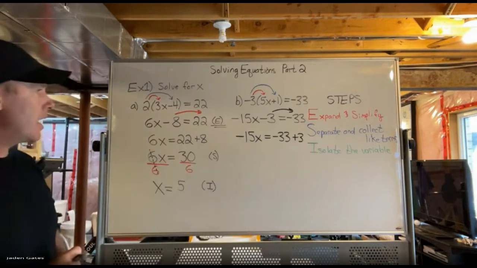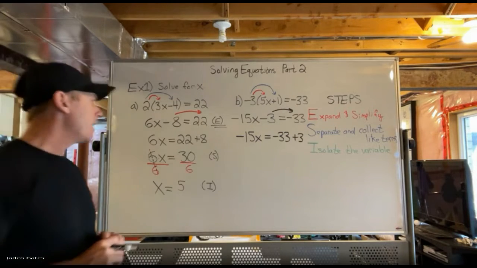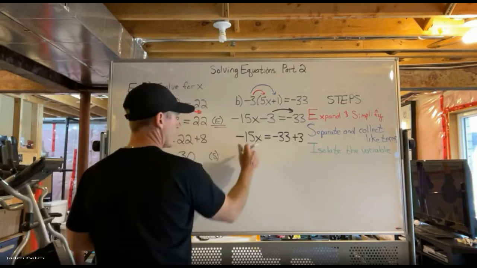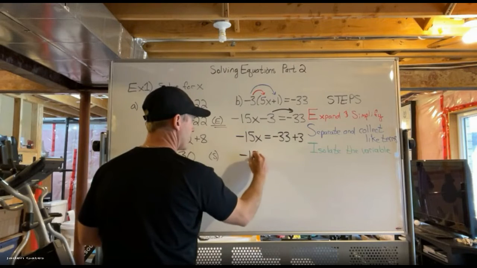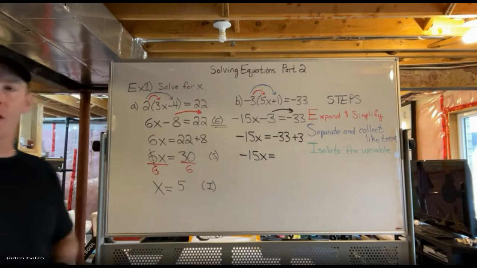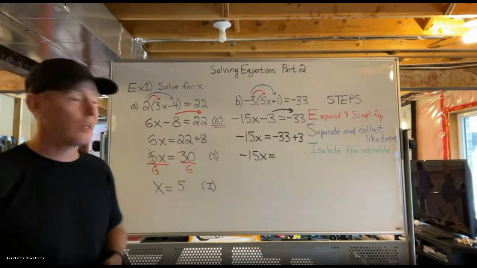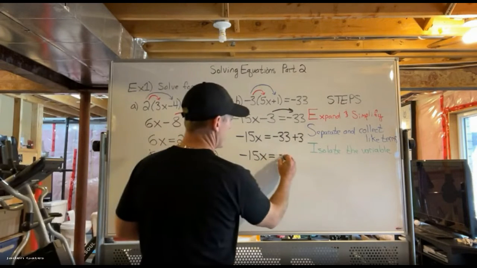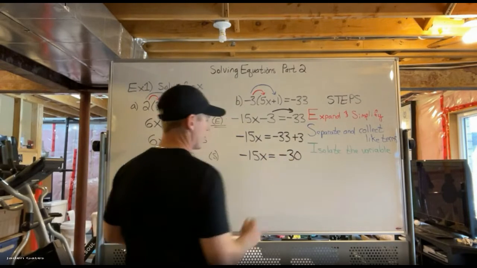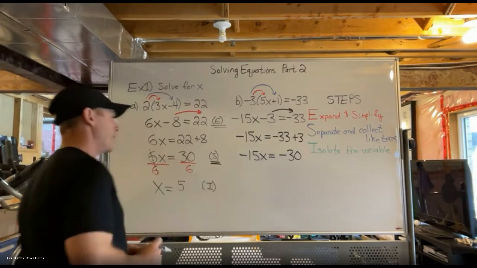All right. Still not done because I've separated, but I haven't collected like terms yet because I haven't put my numbers together yet. So I still have this minus 15x, and then I've got minus 33 plus 3. So I've lost 33, but I get 3 back. Well, I am still down 30, or minus 30. So there's the S. It's done.